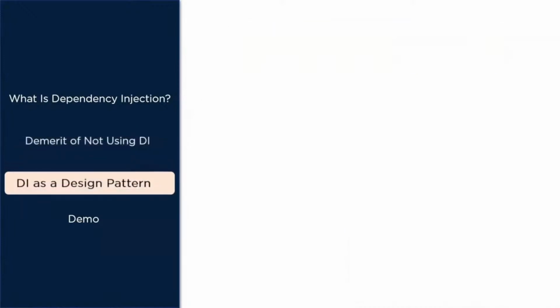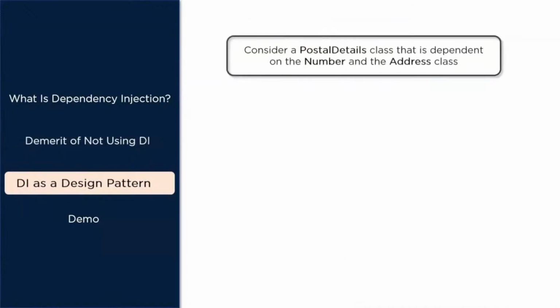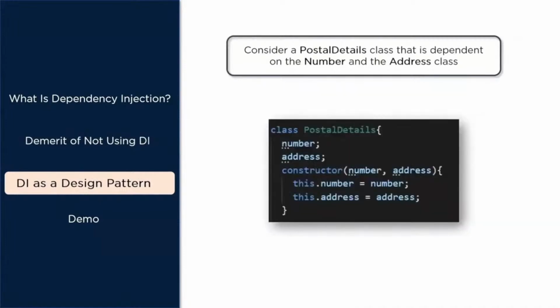Now let's look at DI as a pattern. Dependency injection, as you all know, is a coding pattern where a class receives its dependencies from an external source rather than creating them on its own. So here in the above example, we have moved the definition of dependencies from inside the constructor to the constructor's parameters. So the PostalDetails class doesn't create the dependencies anymore. It just consumes them. So with that, we overcome the drawbacks of not using DI.